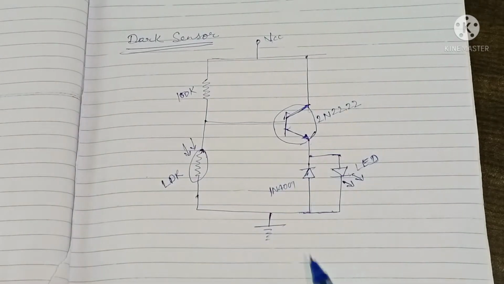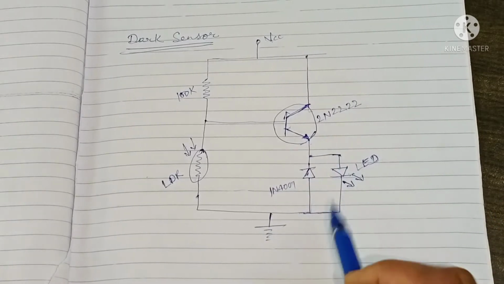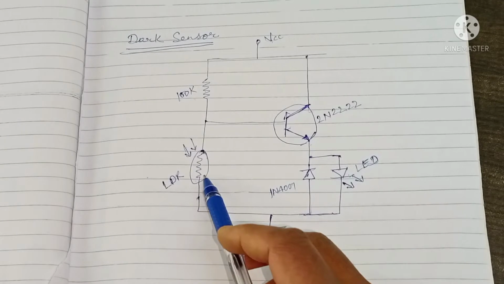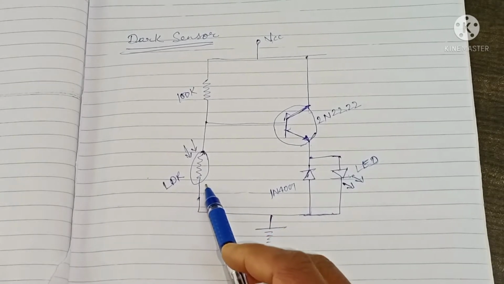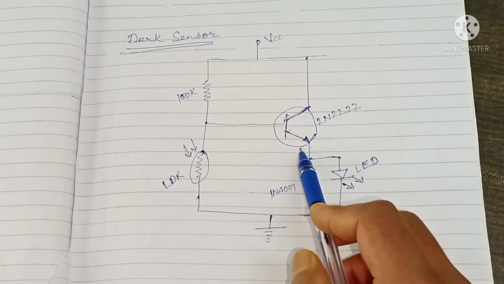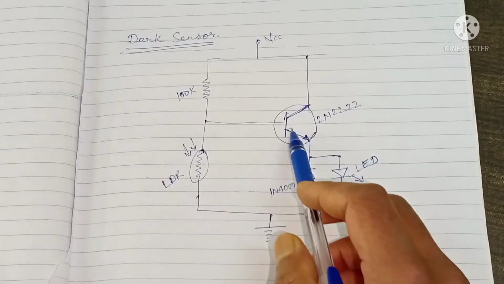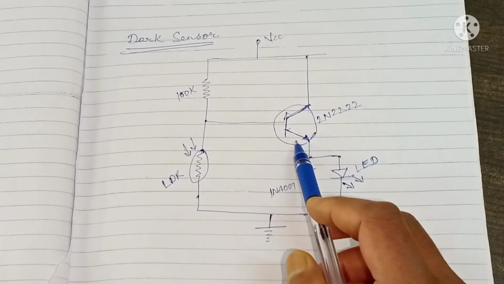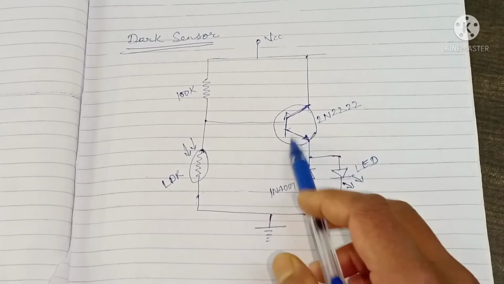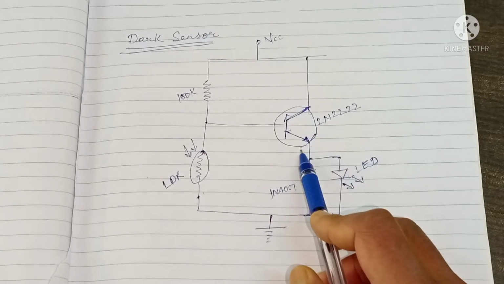Now first I will explain how this circuit works, and after that I will show you how you can connect the different electronic components to design this. So this is a 100 kilo ohm resistor, and this is an LDR, a light dependent resistor. This is also a type of resistor. This transistor will turn on only when it gets sufficient biasing voltage.